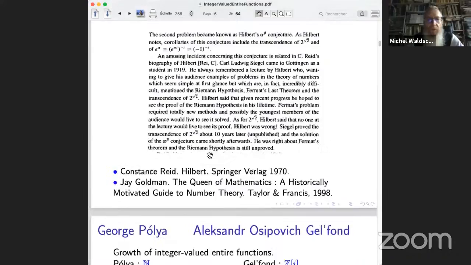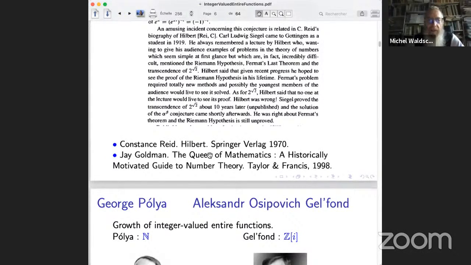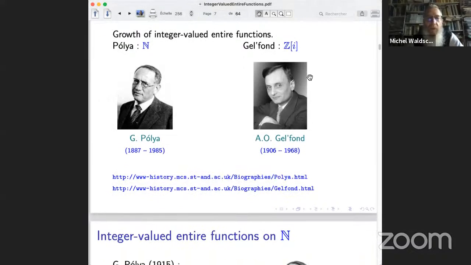So the solution of the problem of Hilbert came in 1929 and 1934, and it came in a way which was rather unexpected. It was from the work of Polya on the growth of integer-valued entire functions. Polya studied the situation for the integers, and Gelfond extended it to the integers of the Gaussian field, which are the elements of Z[i]. You see, it looks like an exercise for a student: if something is true for the integers, see whether it's true for Z[i] and whether the same proof works. And this was the case with this work of Gelfond.